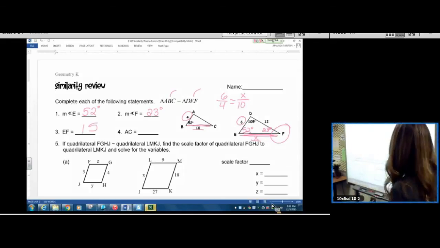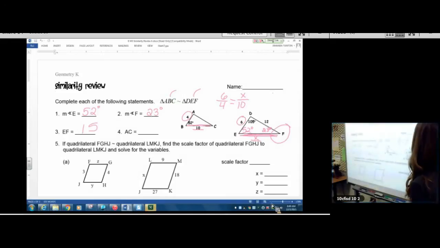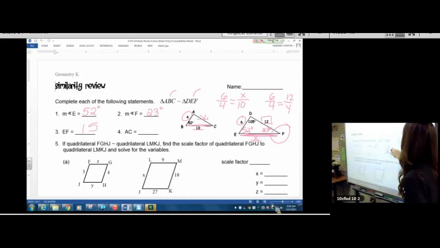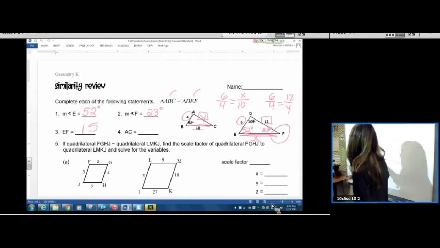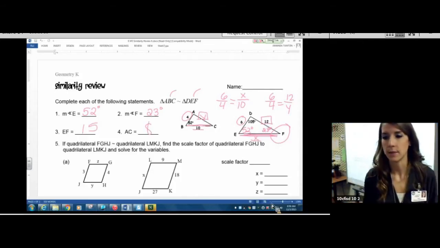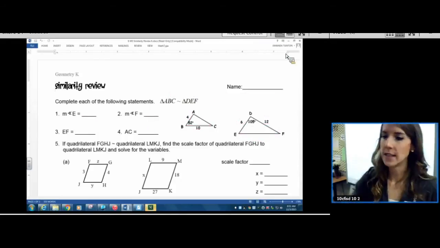To find AC, you can set up the same proportion. 6 is to 4 as 12 is to, I'll call it Y. And you will get 8. All right? Get to that, Pavan.